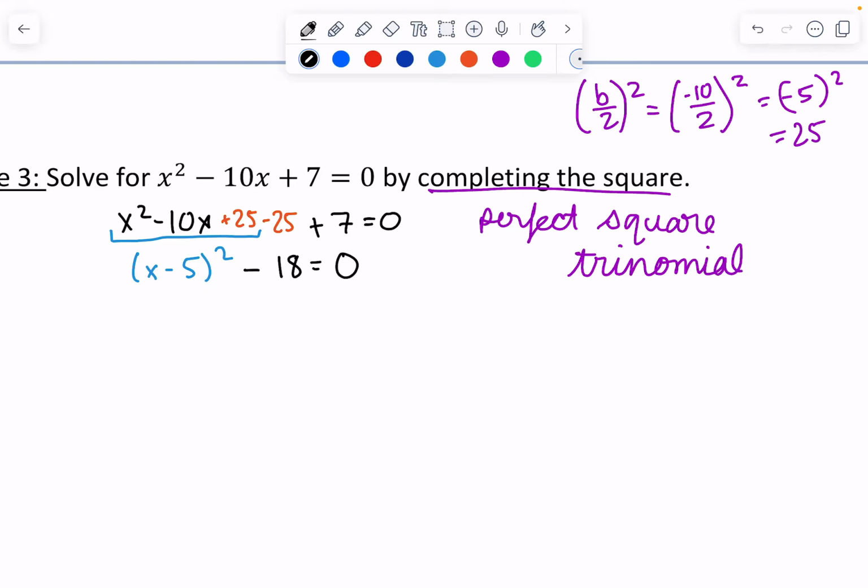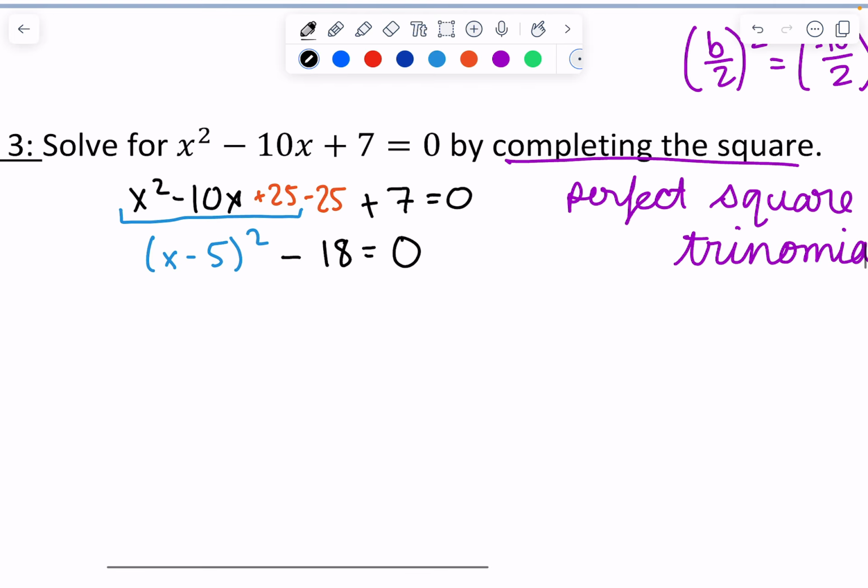And now that I have it in this form, I'm going to solve by using square roots, which means isolate the variable. And I think that's the easiest way to do this at the moment. So right now I'm going to go ahead and add 18 to both sides.